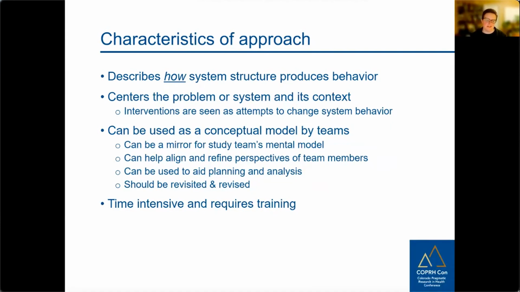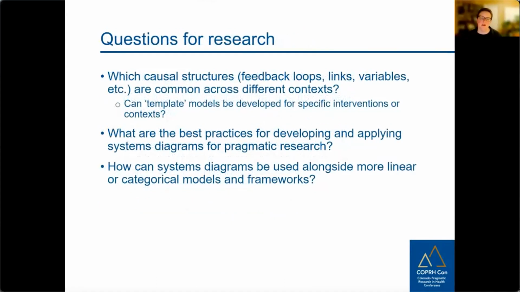But this approach is time-intensive. It requires some training to be able to do effectively. So I think there are some interesting questions for research here. One of which is, which causal structures, the feedback loops, the links, the variables, which combination of structures are common across different contexts? How generalizable are certain things across certain types of settings? And can template models be developed for specific interventions or contexts?